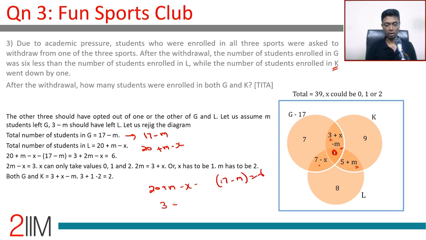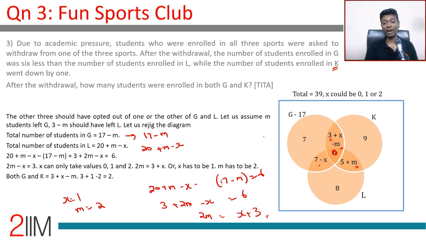This is 3 plus 2M minus X is 6, or 2M equals X plus 3. Minus X comes this side, becomes X. 6 minus 3 is 3. 2M is an even number. X plus 3 should be an even number. We know X can take only values 0, 1 and 2. So X has to be 1. Only 1 plus 3 is an even number in this set. Or X is 1, which makes M equal to 2.